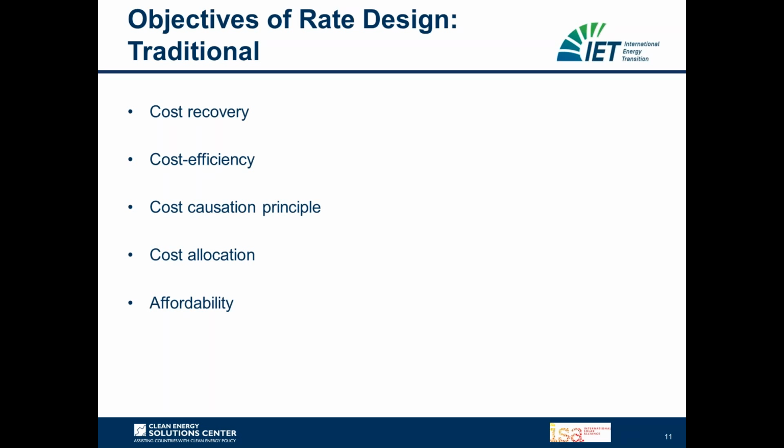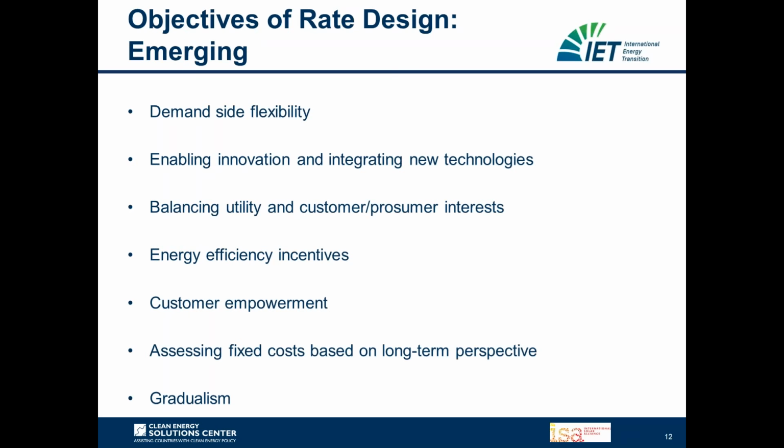Also in some developing countries, we see cross subsidies from the industrial and commercial sector to the residential sector as a matter of cost allocation in these countries. And then we discussed more in-depth the now newly emerging objectives, namely demand side flexibility, as just mentioned before with this slide, enabling innovations in integrating new technologies, including rooftop solar PV.